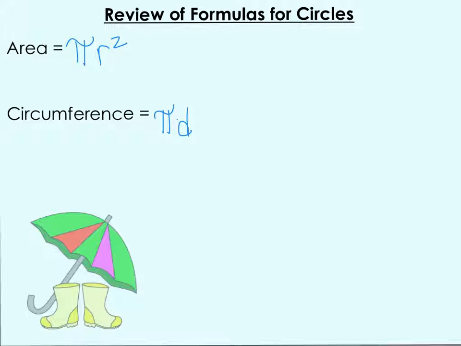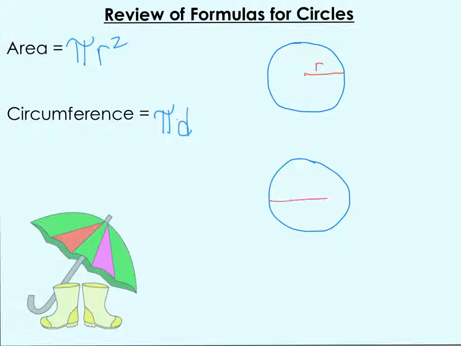Something I also want to review with you that I know some of you are having difficulty with is distinguishing between radius and diameter. So I'm going to put in a circle here. And again, my circle is probably not going to be great. There we go. And I'm going to draw another one in. Remember, for area, we have to use the radius. Remember, radius goes from the center of the circle to an edge. That's our radius. Diameter, on the other hand, goes all the way through the circle.